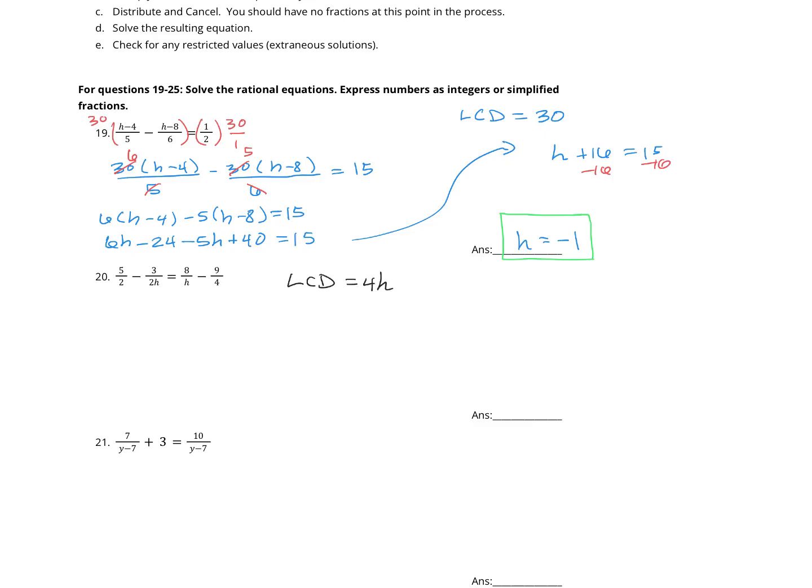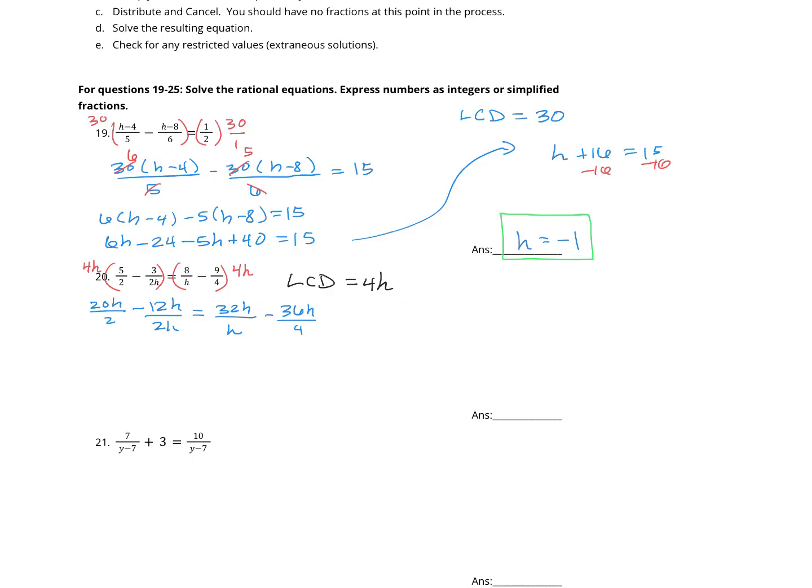Just like before, I'm going to multiply both sides by 4h. And then I'm going to distribute. So for the first term, 4h times 5 is 20h over 2. For the second term of the equation, 4h times 3 is 12h over top of the 2h already there. On the right-hand side, I have 4h times 8 makes 32h over top of the h already down there. And then finally, I'm going to have 4h times 9, which is 36h over 4.